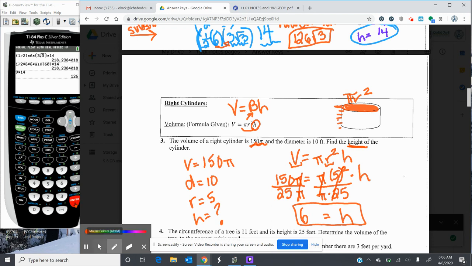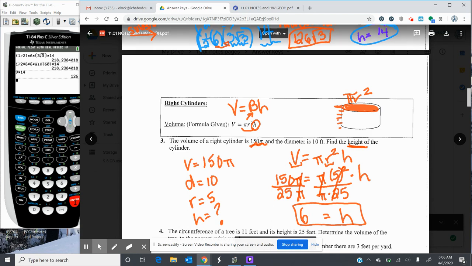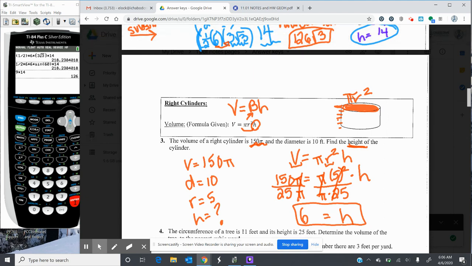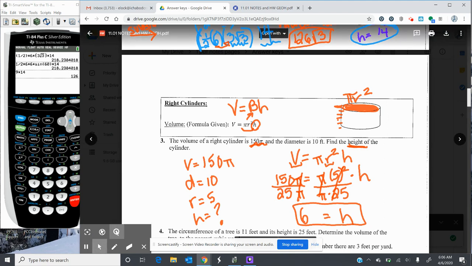So that's working a little bit backwards through your formula. So again, my suggestion is to write your formula, substitute in what measures they gave you. Now that diameter of 10, we had to kind of convert because d was not one of the variables within our formula here. Number 4.